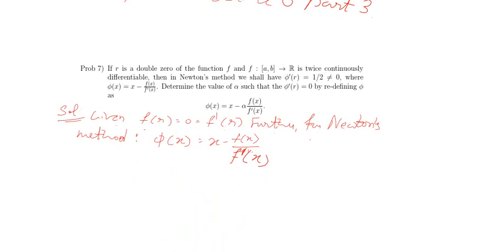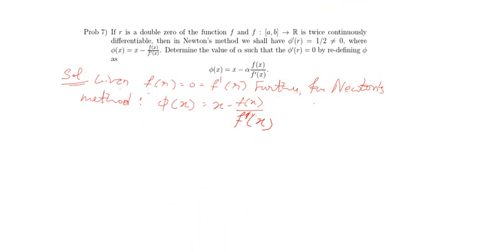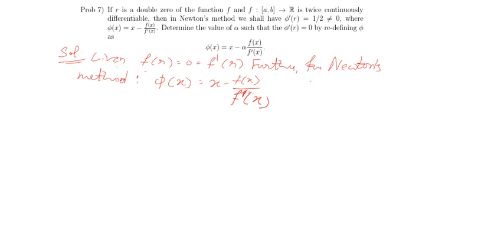It is asked that if R is a double zero of the function f, and f is a real valued function defined on closed interval AB and it is twice continuously differentiable, then in Newton's method we have phi dash of R is equal to 1 by 2. Okay, so I will solve this now. Given f of R is 0 and f dash of R is 0 because R is a double zero. Now for Newton's method, phi of x is given by the following formula.